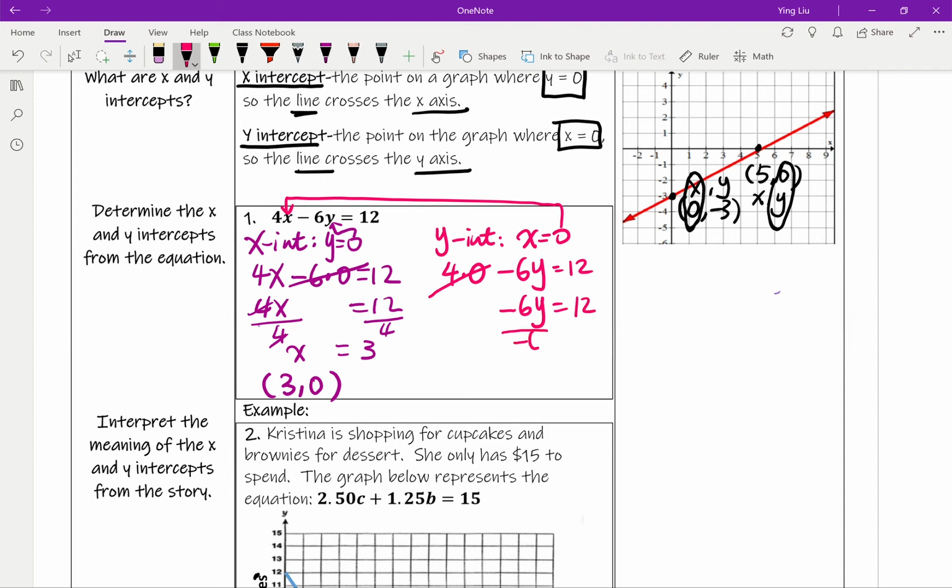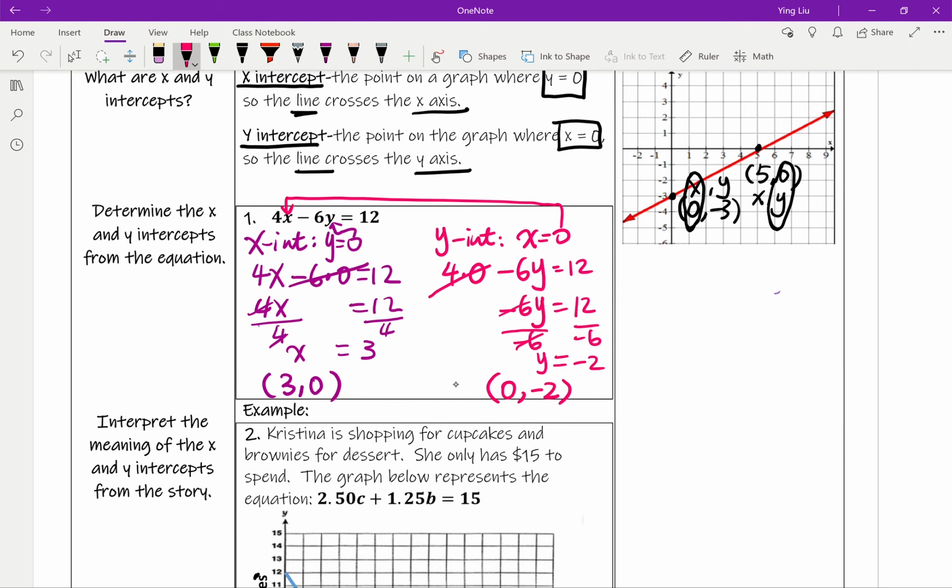And then we'll divide by negative 6 on both sides. So we solve that y equals negative 2. And that means the y-intercept is negative 2. Or if you write it as a point, it's going to be 0 comma negative 2. That's the y-intercept. So without graphing it first, we can actually find where the x and y intercepts are for this equation. And sometimes we can use that to graph.